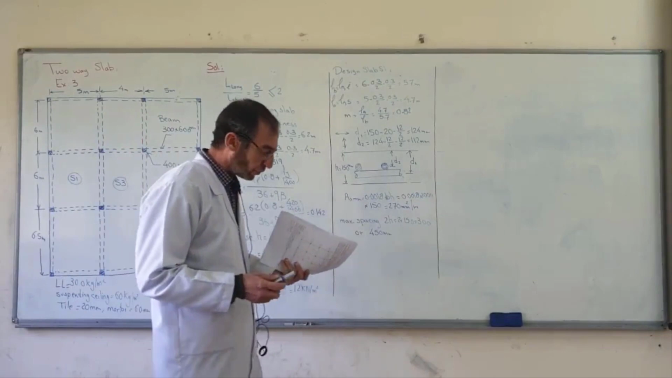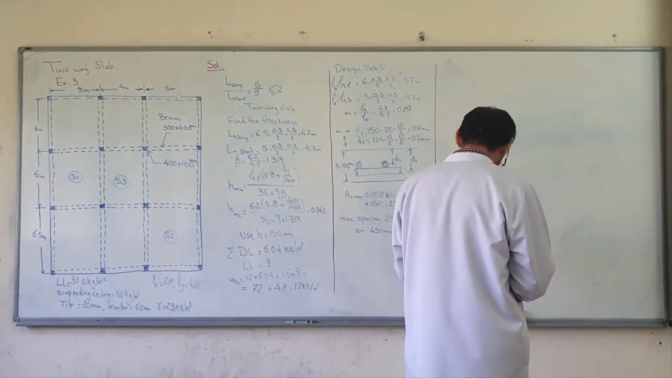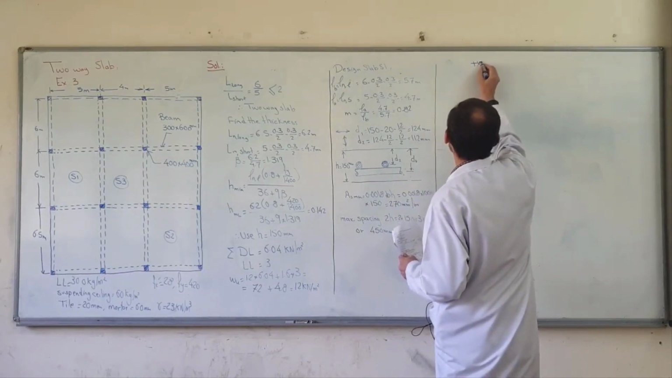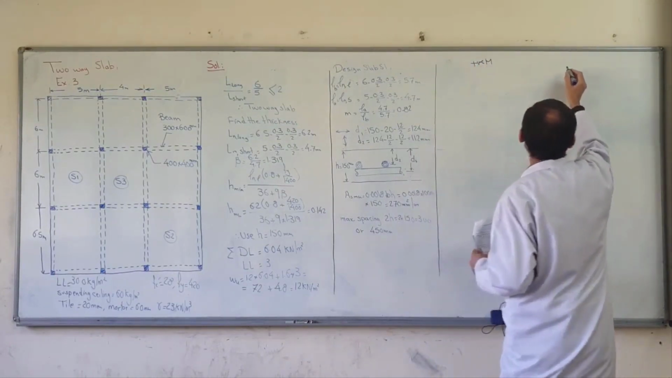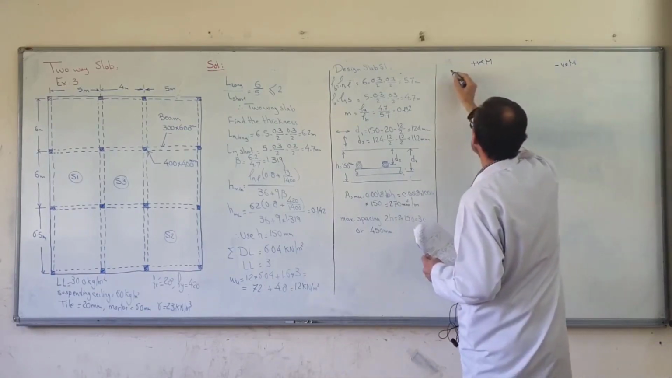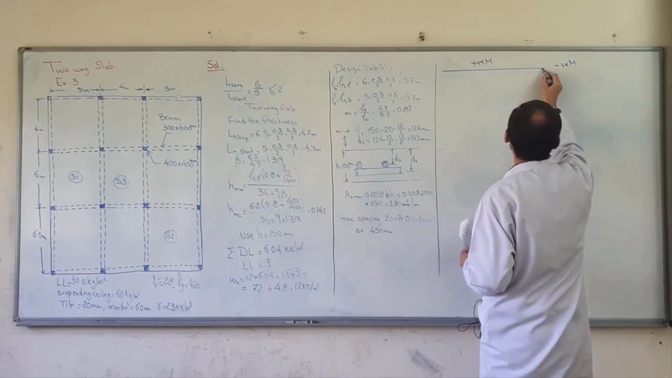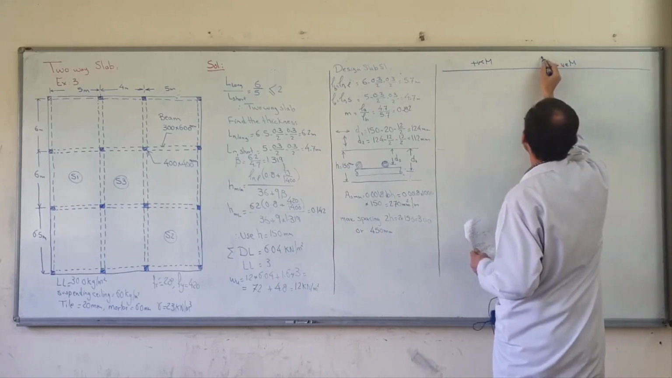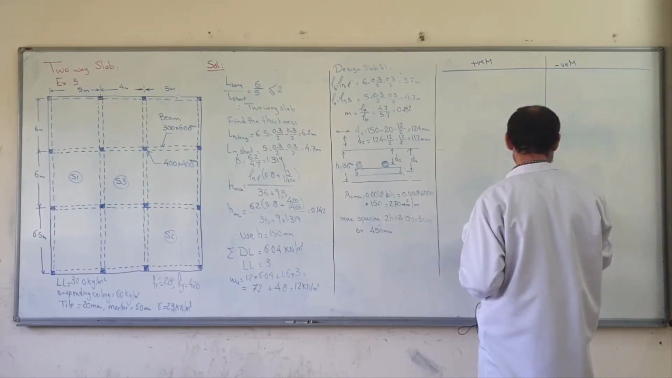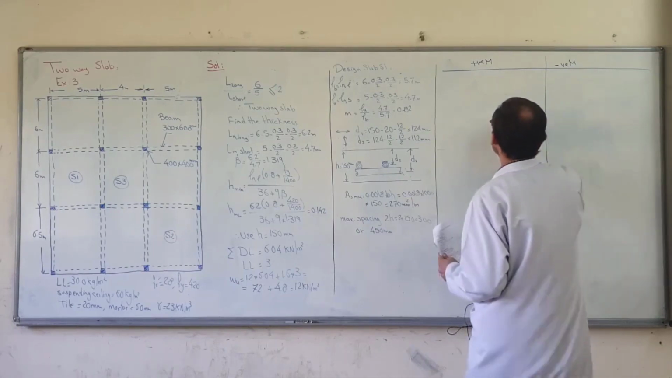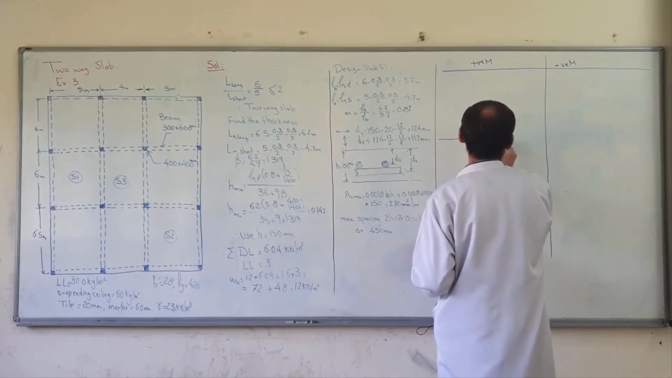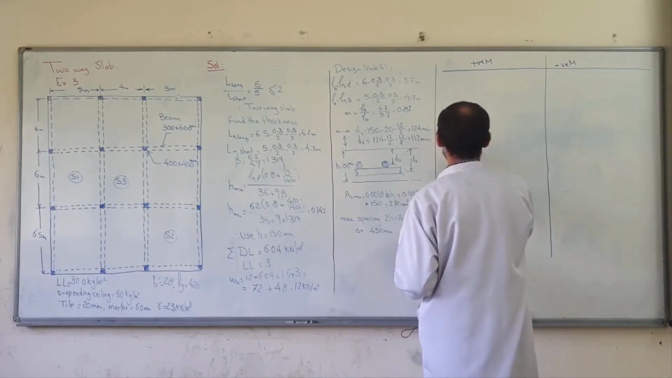Now I have to use the coefficient and analyze the slabs. Here I have positive moment. Here I have negative moment. On the same page, we do analysis for positive and negative moments. Here we have dead load and live load moments separated into two parts.